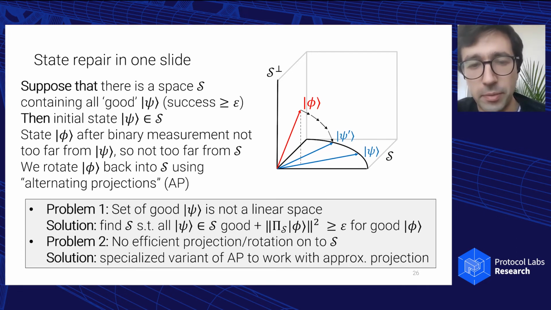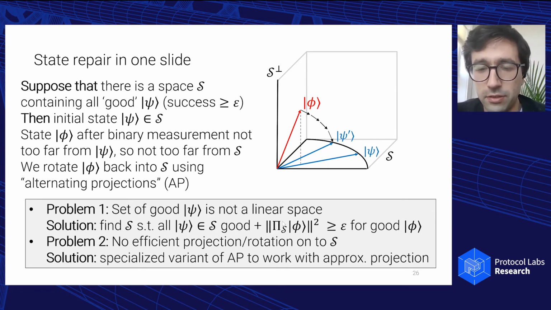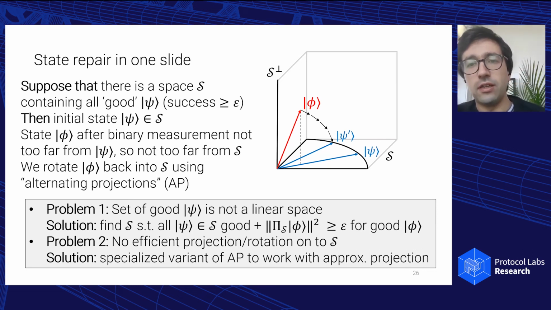However, there is a much bigger problem, which is that we actually don't know how to implement this pi sub S measurement. So we don't know how to project onto the space S that we identified in the first bullet. However, there is an algorithm which approximately projects onto this space in a sense. So it's close to being a projection, and the projection that it is close to projects onto this space.